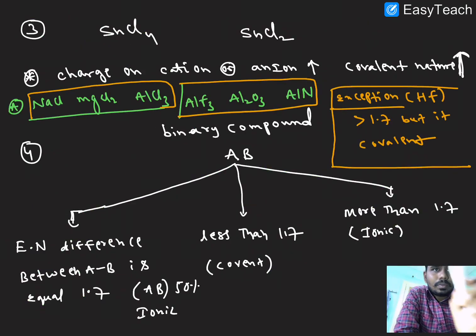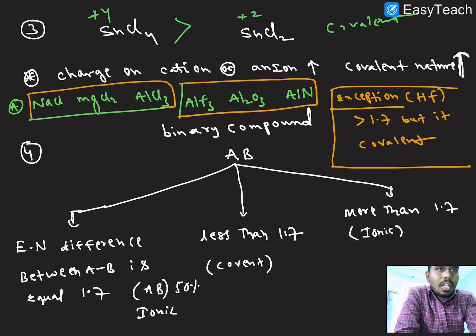And the third example: here tin has +4 charge, and here +2. So the charge is more, the covalent character is also more. So this is the covalent character order, right? I hope it is clear. And next one: as the charge on cation and anion increases, the covalent character also increases.